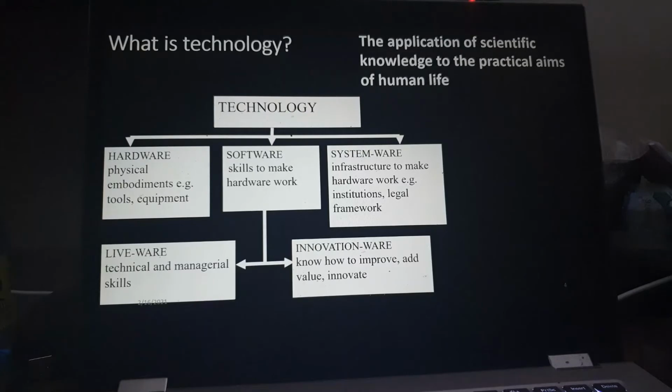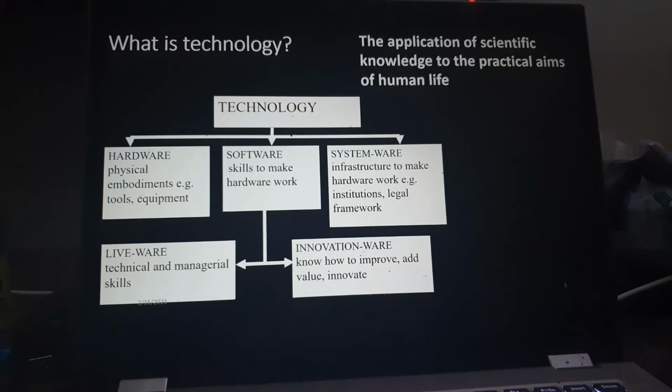Hardware technology are those physical embodiments, like the tools, the equipment. Software technology are the skills to make the hardware work. Yes, you can have a tool, you can have a hammer, you can have a car, but you may not know how to use that technology. That is software technology, the skills to make the hardware work.